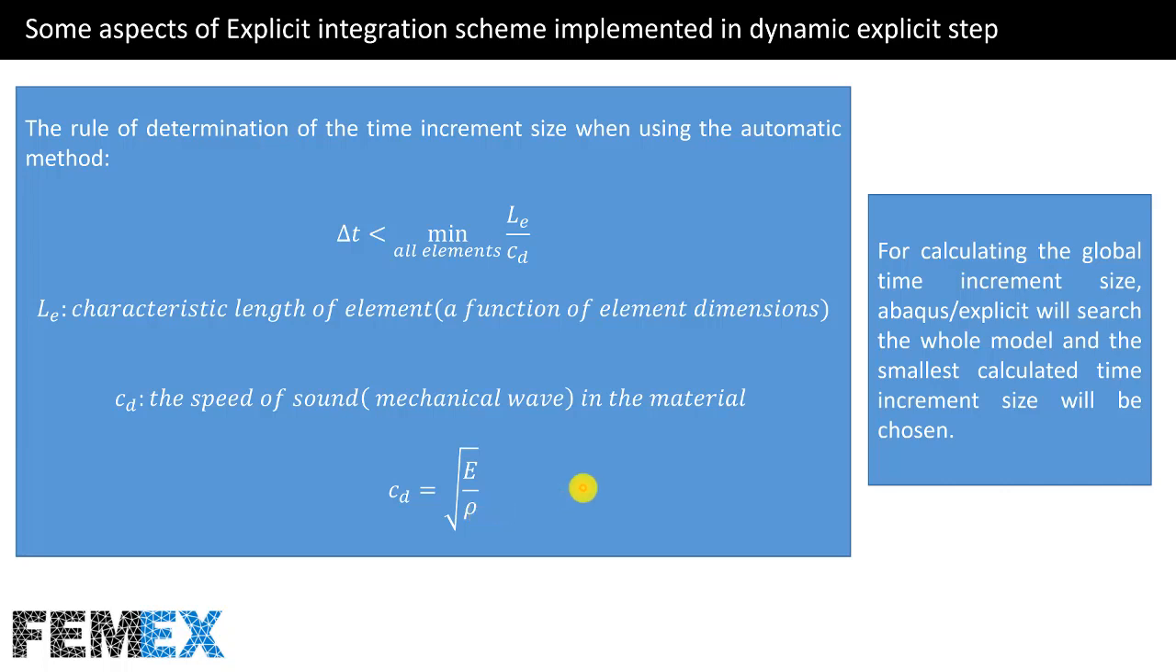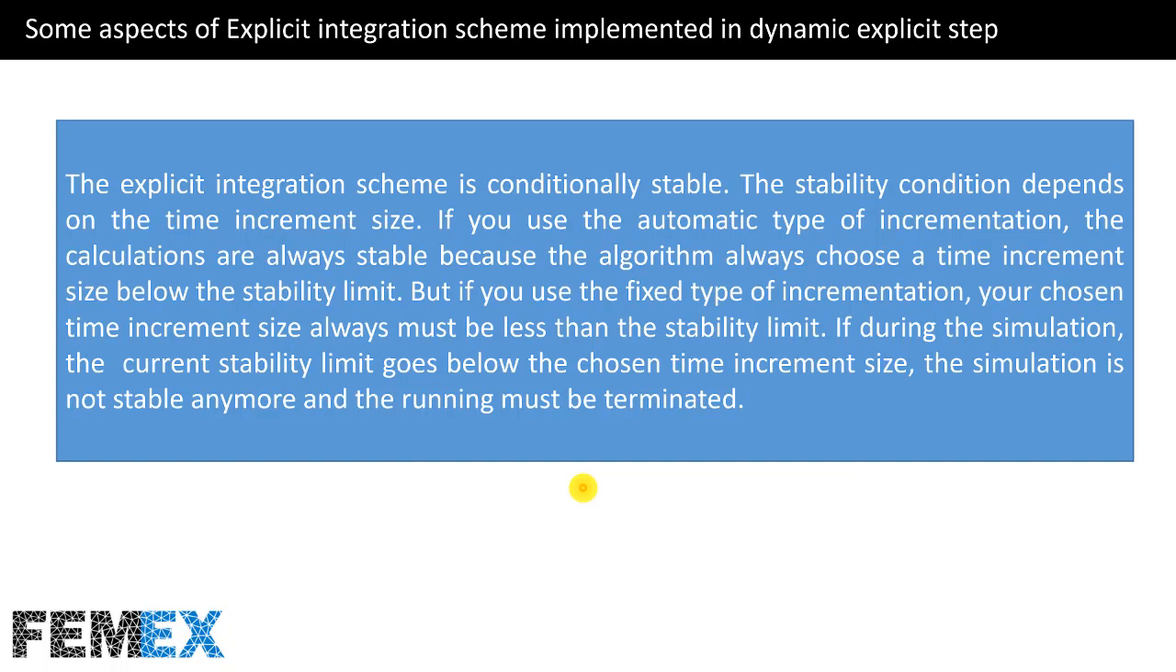For calculating the global time increment size, Abaqus Explicit will search the whole model and the smallest calculated time increment size will be chosen. The explicit integration scheme is conditionally stable. The stability condition depends on the time increment size. If you use the automatic type of incrementation, the calculations are always stable because the algorithm always chooses a time increment size below the stability limit. But if you use the fixed type of incrementation, your chosen time increment size always must be less than the stability limit. If during the simulation the current stability limit goes below the chosen time increment size, the simulation is not stable anymore and the running must be terminated.